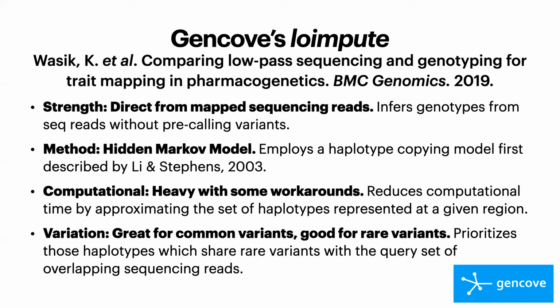It has some workarounds to reduce the computation time, such as downsampling the number of haplotypes in a given region based on the query data. And it's great for common variants, and it's also pretty good for rare variants because it'll prioritize the reference haplotypes that share rare variants with the query set of reads that overlap the region.